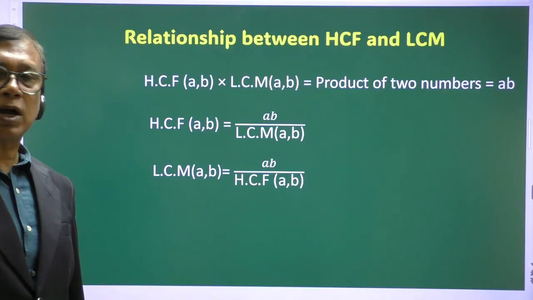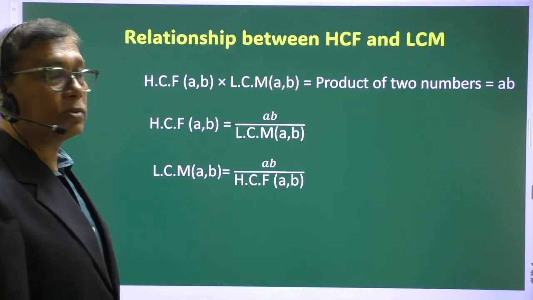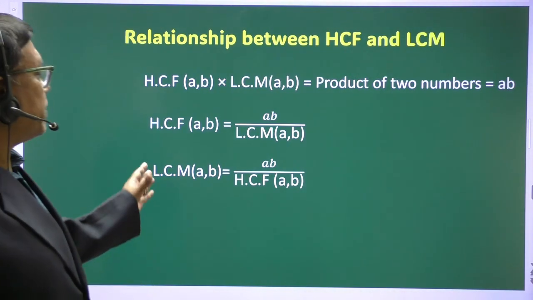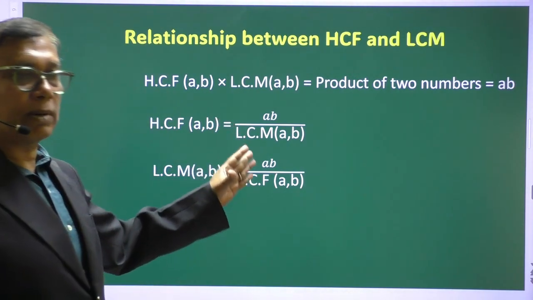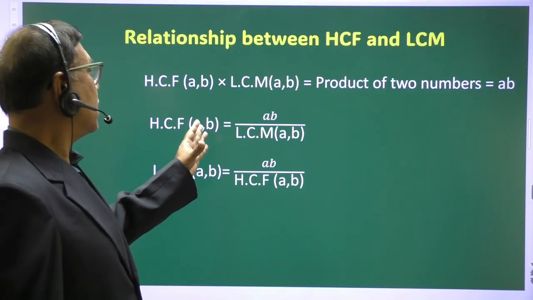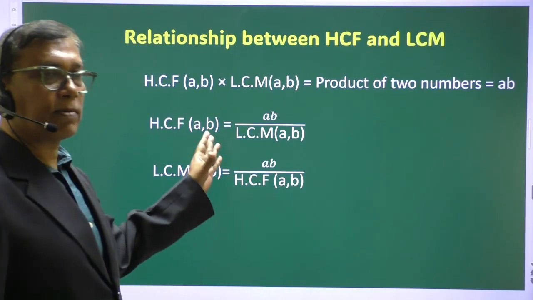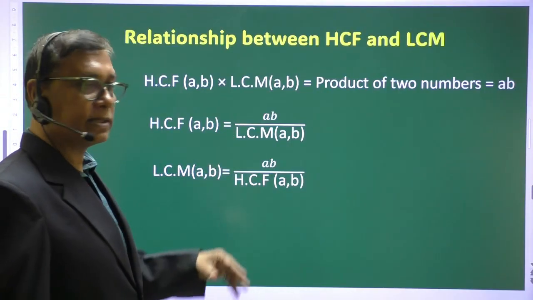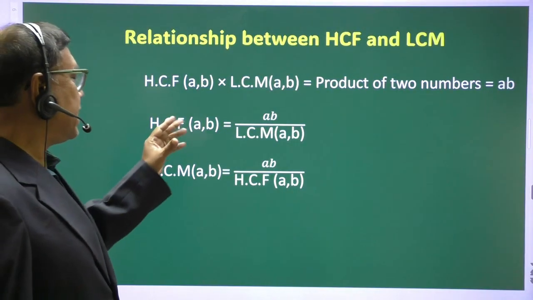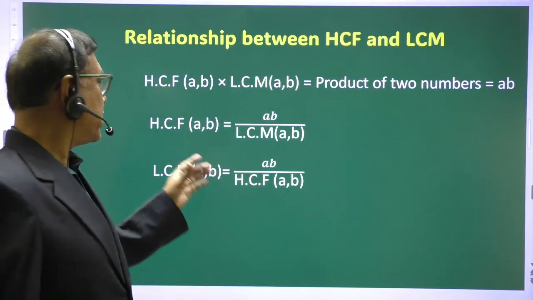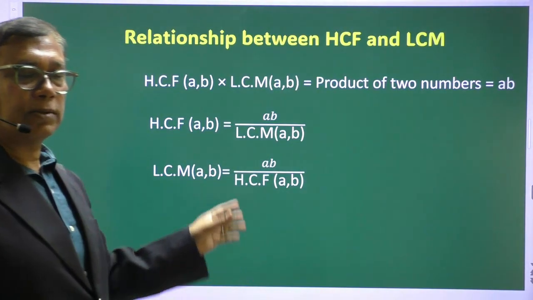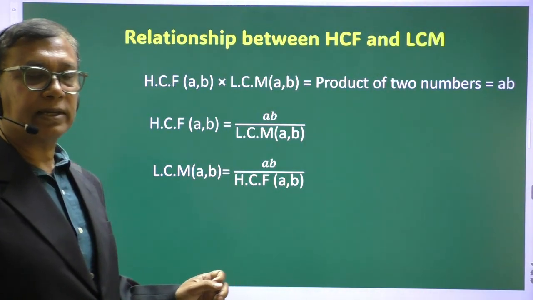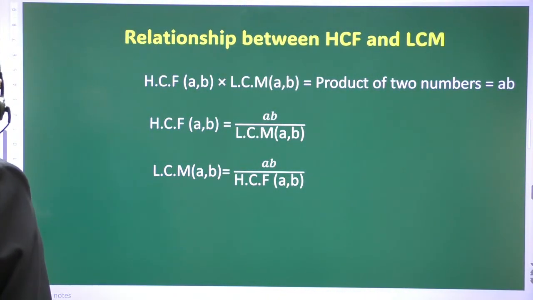That means the product of two numbers equals the product of their HCF and LCM. And if we know the two numbers, then we can find the HCF. How? The product of the two numbers divided by the LCM. Similarly, if we know two numbers and want to find the LCM, then the product of the two numbers divided by the HCF will give the LCM. Clear?